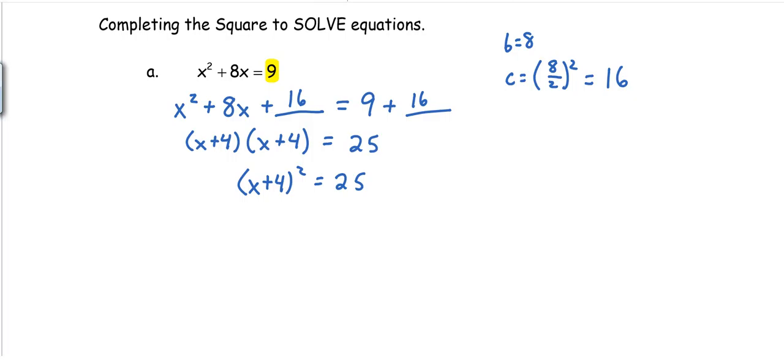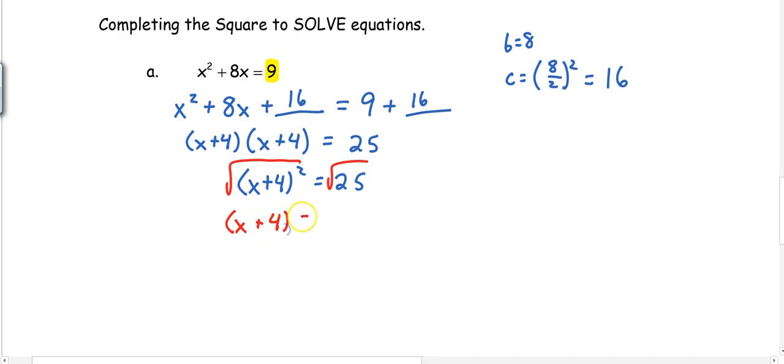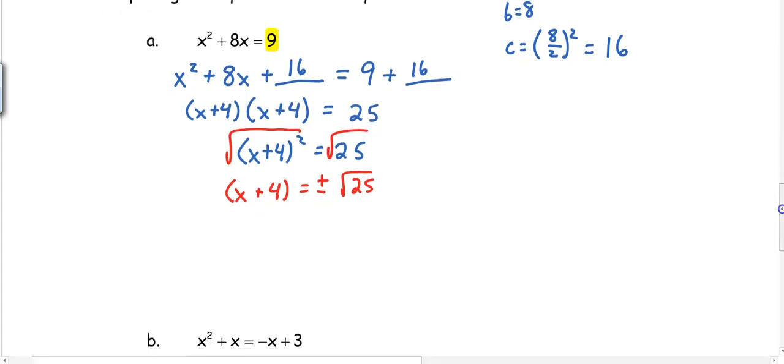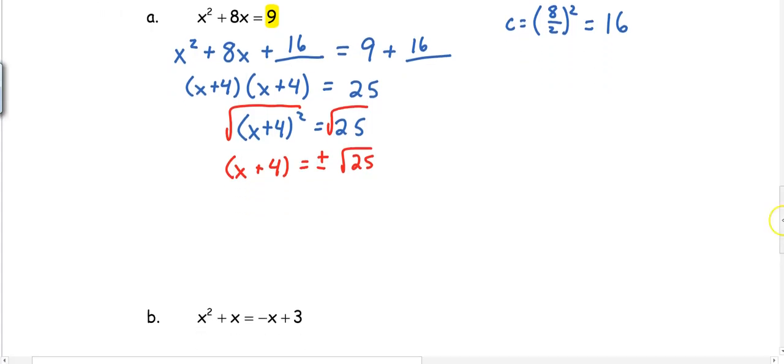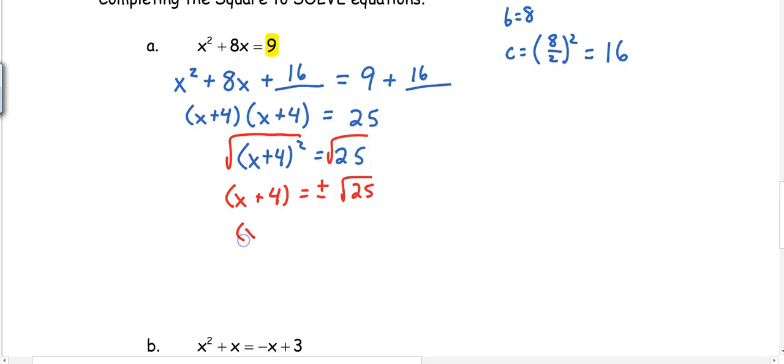Now we're going to solve for x. So I want to take the square root of both sides. X plus 4 is equal to plus or minus the square root of 25. Remember that the square root of 25 is 5. So we have x plus 4 equals plus or minus 5.